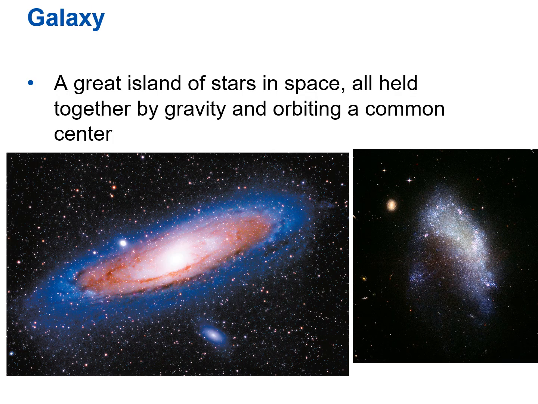A galaxy, think of it as an island of stars in space. They are gravitationally bound to each other, so they're all held together by gravity and orbiting a common center. And here are two pictures of galaxies. This one on the left is the Andromeda galaxy, and it's got a disk structure, much like the Milky Way galaxy. By the way, lower and to the right is a little companion galaxy that's in orbit around it. And to the right is what's called an irregular galaxy. It doesn't have the nice symmetric disk shape, but these are both galaxies.